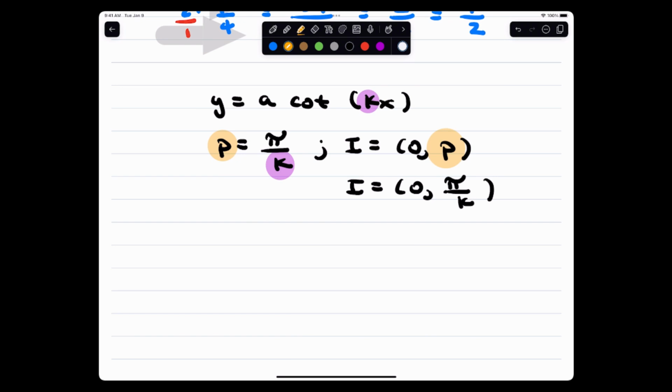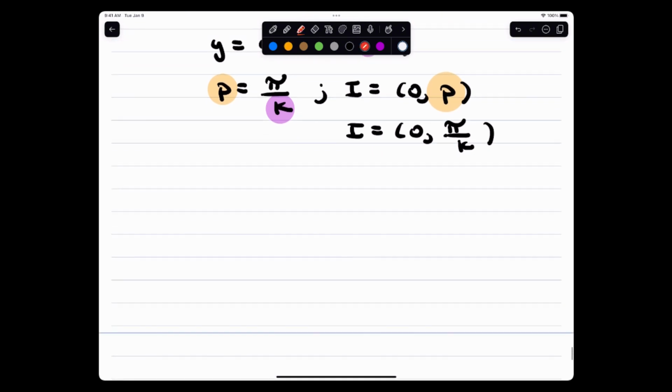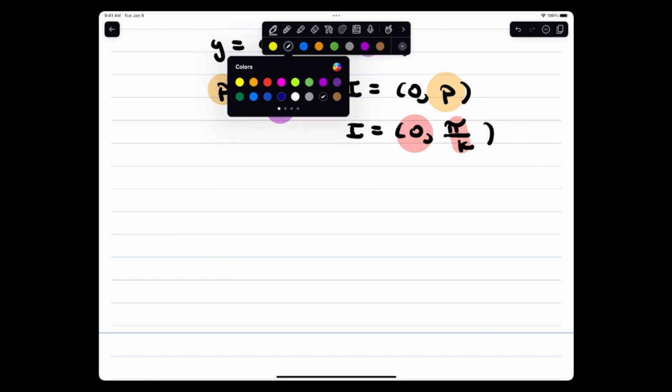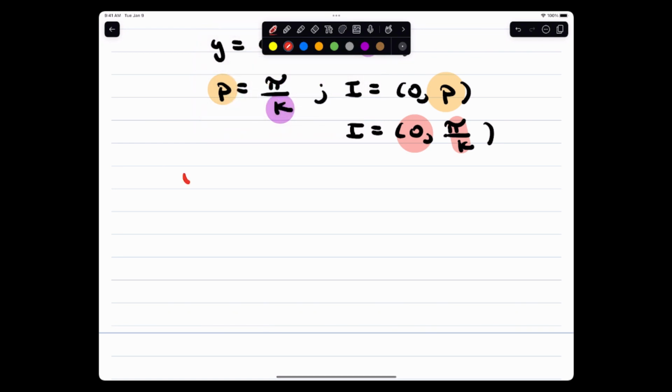Okay, and I'm going to put another note here to say, well, this means, go back over here to see what that means, 0 and pi over k. What you're going to see also, for example, is that the vertical asymptotes will also be where x is 0, x is pi over k now. So vertical asymptotes.